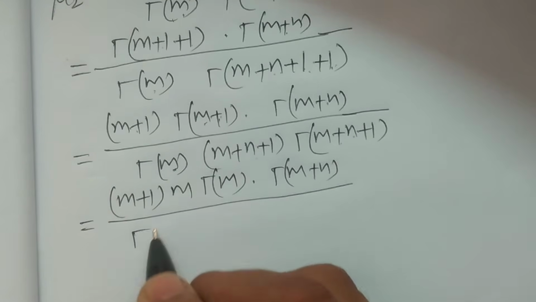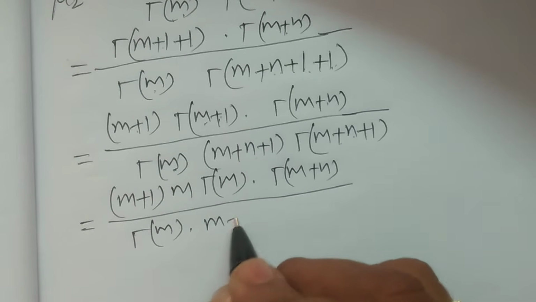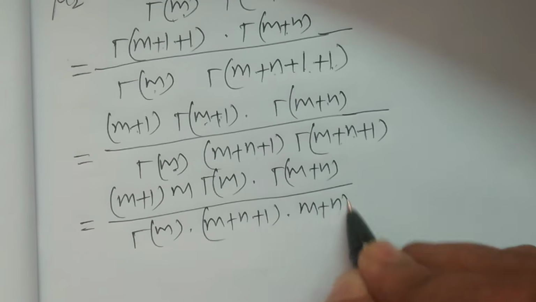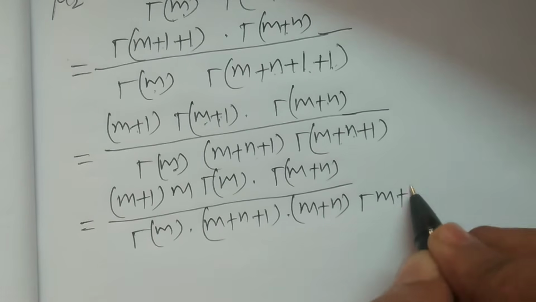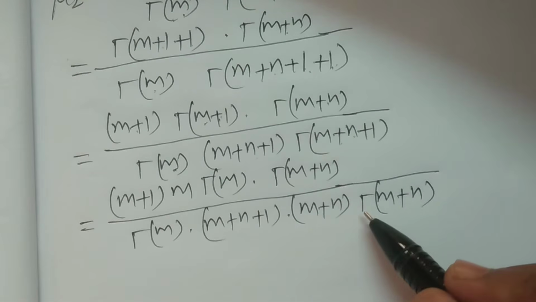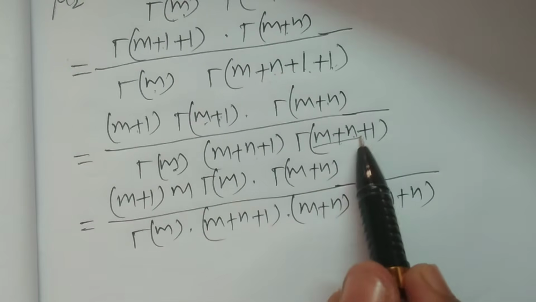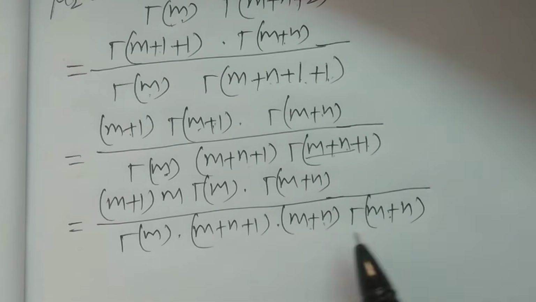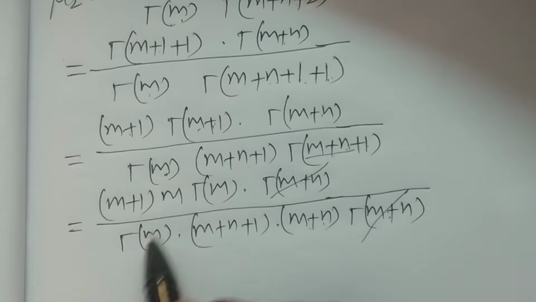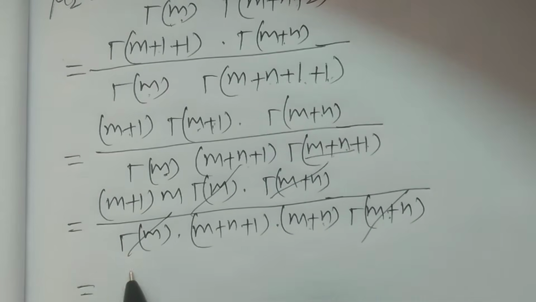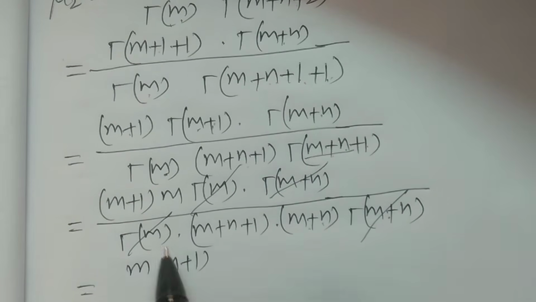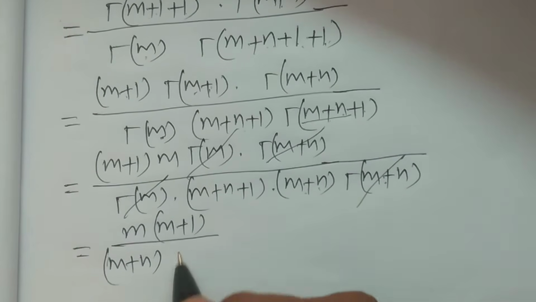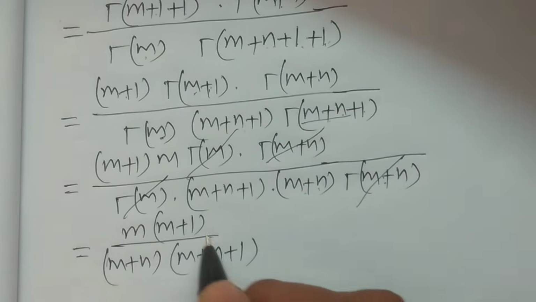Divided by, leave it as it is, gamma m, multiplied by m plus n plus 1 multiplied by m plus n gamma m plus n. Now we can cancel. Hope you understand. So we can cancel gamma m plus n, gamma m plus n, gamma m, gamma m. Remaining values are m into m plus 1 divided by m plus n into m plus n plus 1. So this is what mu2 dash.